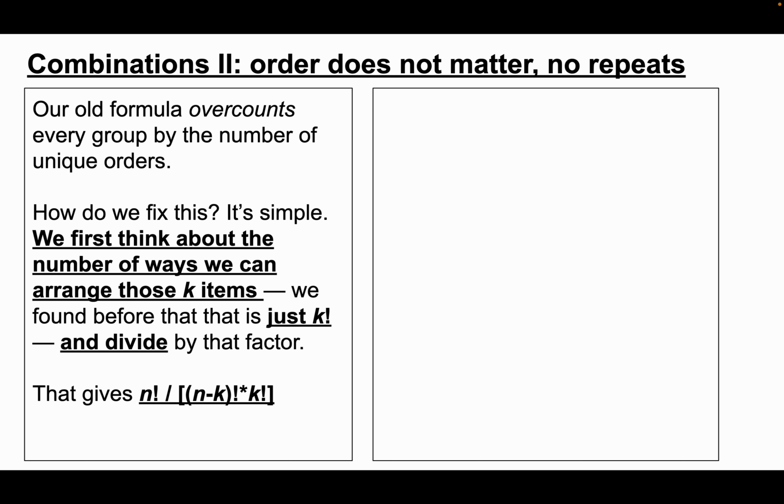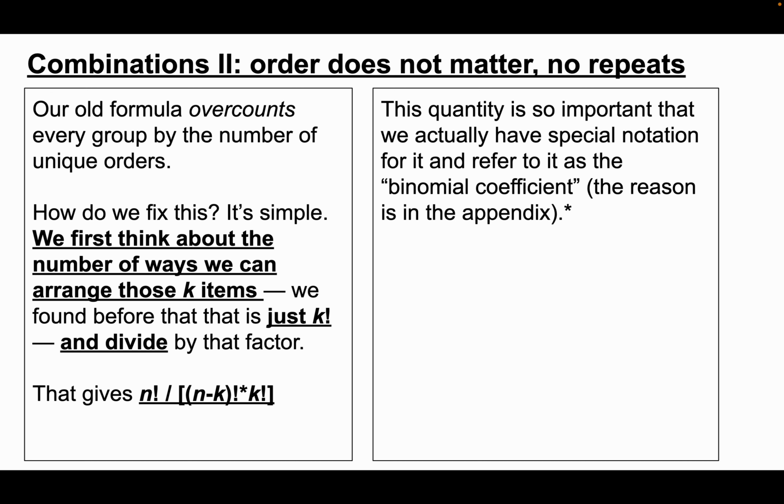So this gives the very famous formula for combinations, or in other words, the number of ways you can form unique groups of size k out of a set of size n, where you can't repeat things. So you couldn't use B twice in our example, and you don't care about order, which is implicit in the word group. So this quantity is so important that we have special notation for it, and we refer to it as the binomial coefficient. And this is where the binomial distribution comes in. The reason is in the appendix. I also have a YouTube video on this that shows you how to prove the power rule in calculus.